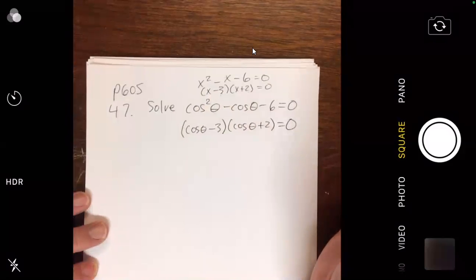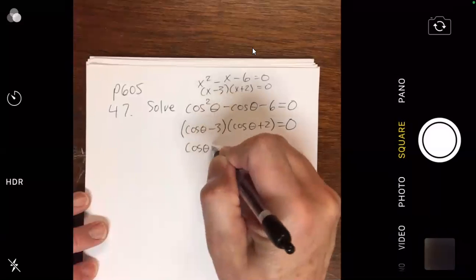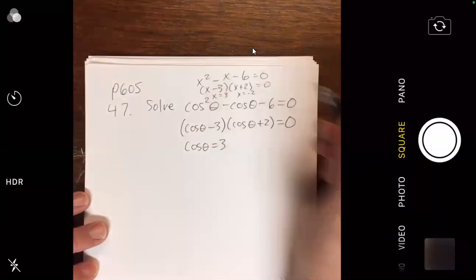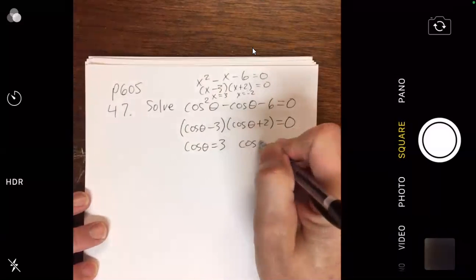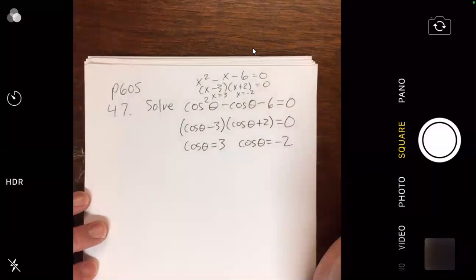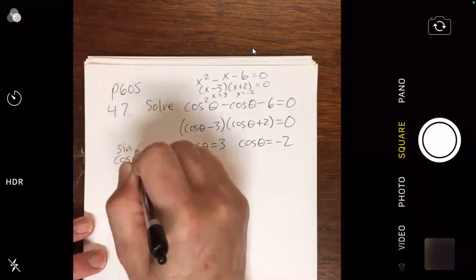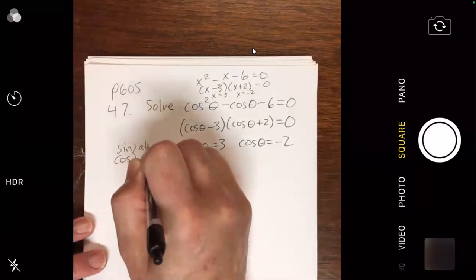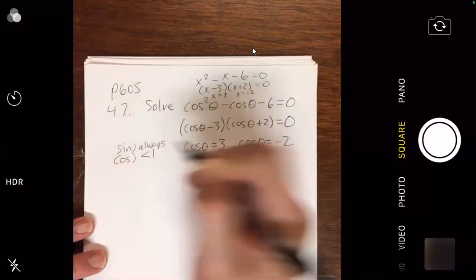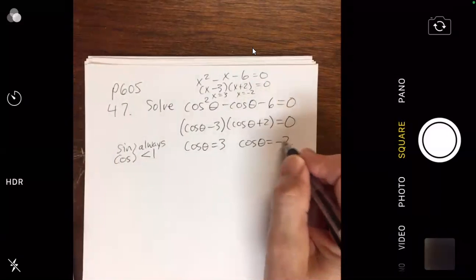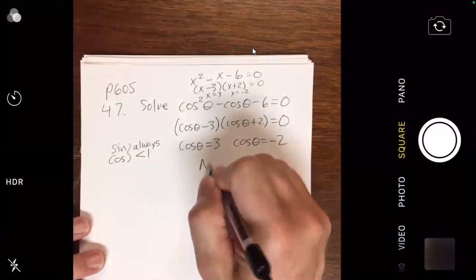And I think you're going to find some things strange here. This would say that cosine theta equals 3, just like you'd have x equals 3 and x equals negative 2. And here you're going to have cosine theta equals negative 2. Well, these are clearly non-circle values, and this is where you got to remember rules about sine and cosine. Always less than 1. These are bigger than 1. Well, if you know the sine and cosine absolute value is bigger than 1, it's going to have no solution at all.